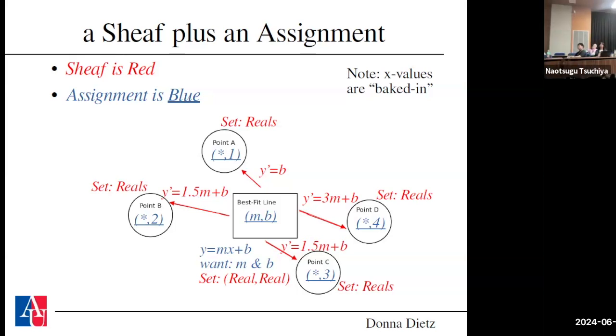And so this is the weird thing. The sheaf is what's in red, and everything that's in blue is what we're going to call the assignment. Okay? So as we go through and optimize, the pySheaf algorithm keeps changing M and B to see where it fits best.